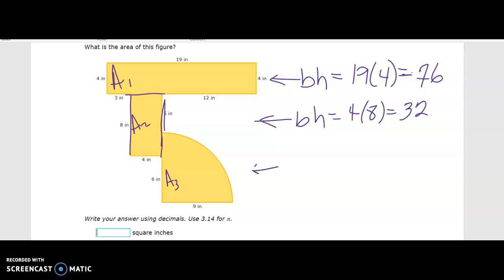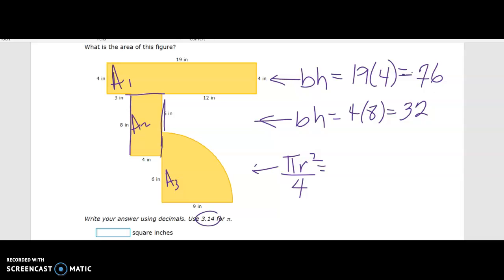Now what is this? It's part of a circle, right? How much of a circle? Well, let me ask a different question. So how do we find the area of a circle? Pi times radius squared. But how much of this circle do we have? We only have 1/4 of it. So we're going to divide by 4 once we get everything.